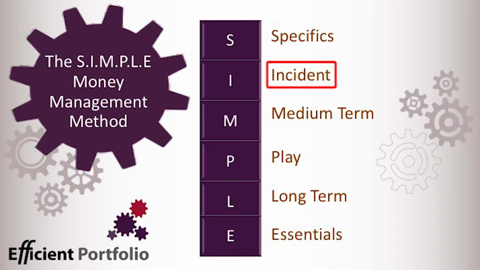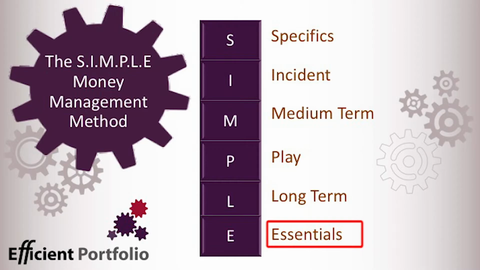A couple more accounts that you need. The incident account, this is basically for emergencies. If the boiler blows up, the car packs up, you need to have access to some cash quickly, just so that you can spend money on what's needed. And then finally, you've got the essentials, the account where you pay your mortgage from and your utility bills and all that sort of stuff. So that's where your salary goes into, and actually you don't need to divert it away from that. That's just what's left over after you've diverted all the money off into the different areas.